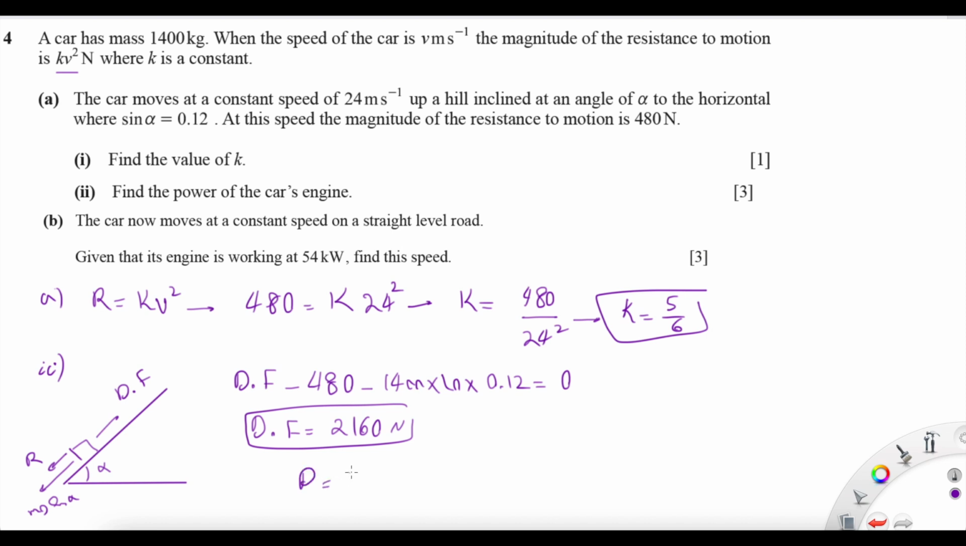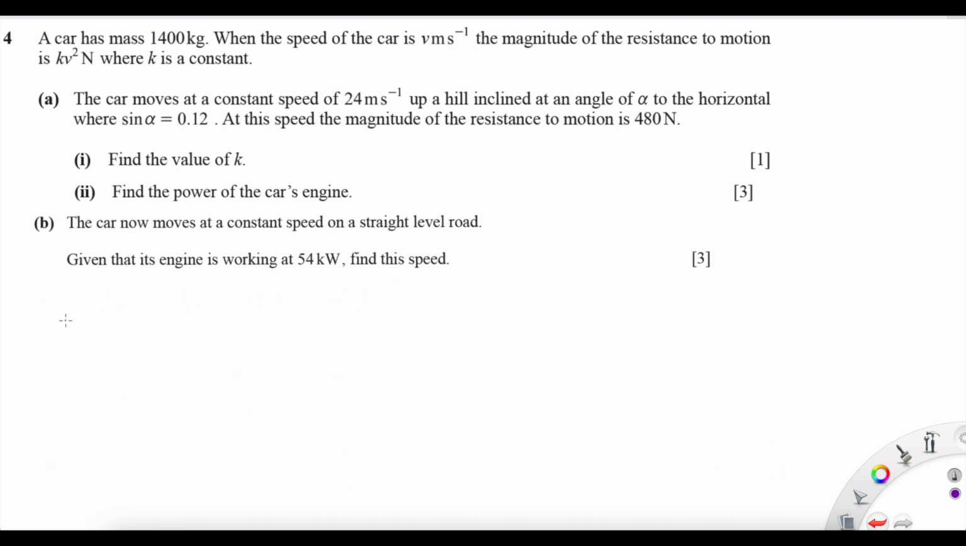But it wants you to find the power. Power will be Fv, so driving force, which is 2160 times speed, which is 24, giving you an answer of 51,840 watts, which is approximately equal to 52 kilowatts. Now for B, the car now moves at a constant speed on a straight level road.